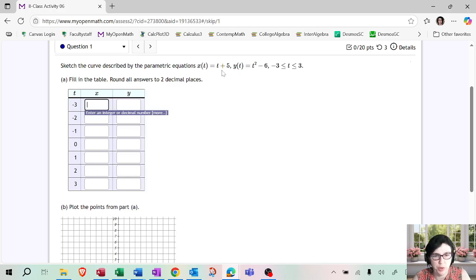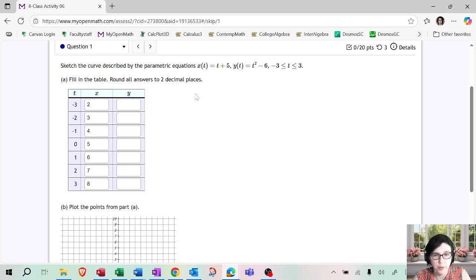So let's substitute -3 for t into x of t. So we get -3 plus 5, that's 2. -2 plus 5, that's 3. Then here we'll get 4. So we basically add 5 to each value. And that should be pretty straightforward here.